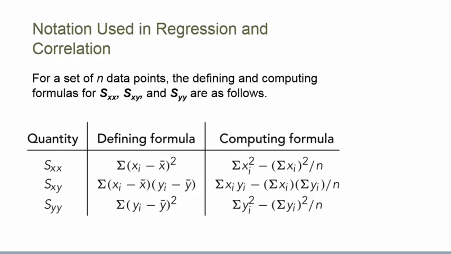Quantity, S sub yy. Defining formula, summation (y sub i minus y bar) squared. Computing formula, summation y sub i squared minus (summation y sub i) squared, divided by n.